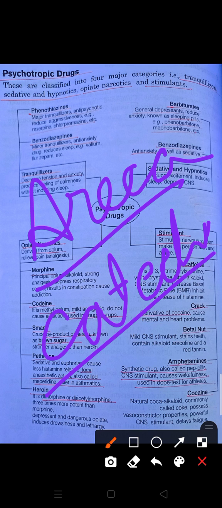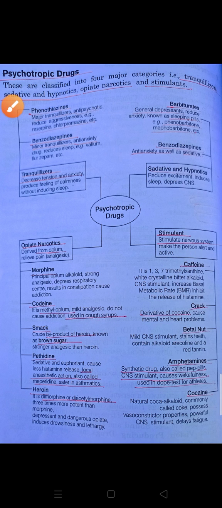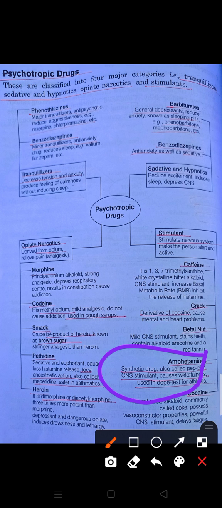Next is amphetamines. Amphetamine is a synthetic drug, children. It also affects the CNS. If you observe, all the stimulants work on the CNS, the central nervous system. The medical use of amphetamine is as a spray or inhalant for the relief of cold or asthma. In asthma and cold it is used in spray form. Clear?